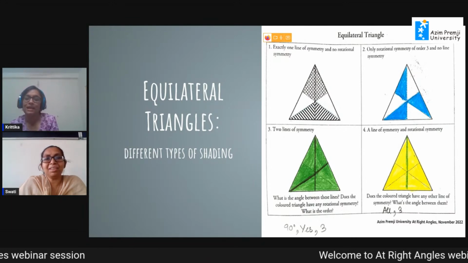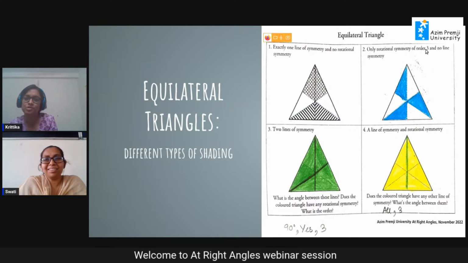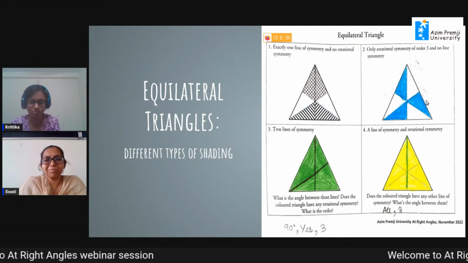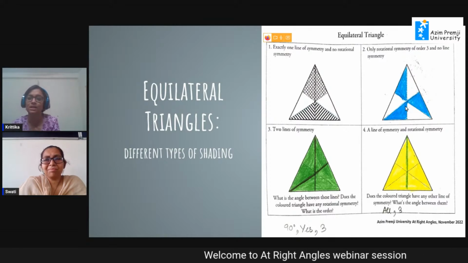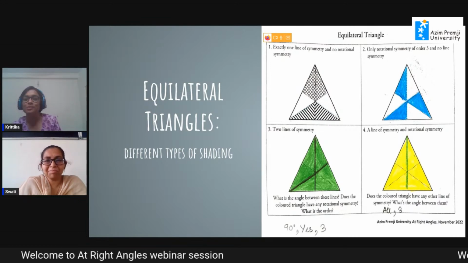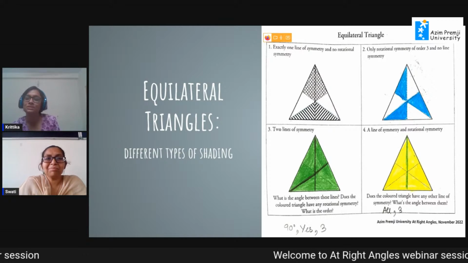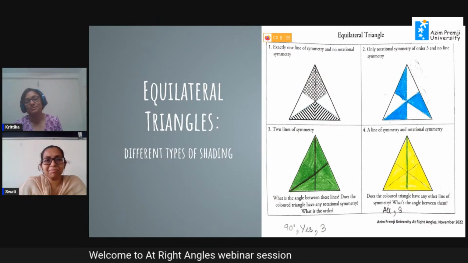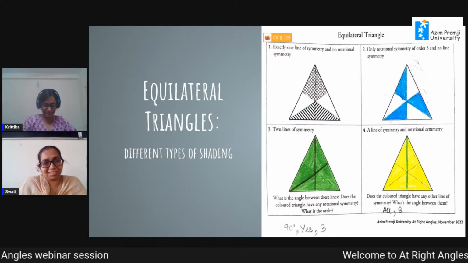The second one is rotational symmetry of order 3 and no line of symmetry. This also took many students a lot of time, because in some cases or other they were landing up with a line of symmetry, and I had to point out that this is a line of symmetry, sometimes helping them with the mirror to see that the other side is also the same. Okay, so that is the second one. For the third one, they had access to mirrors.